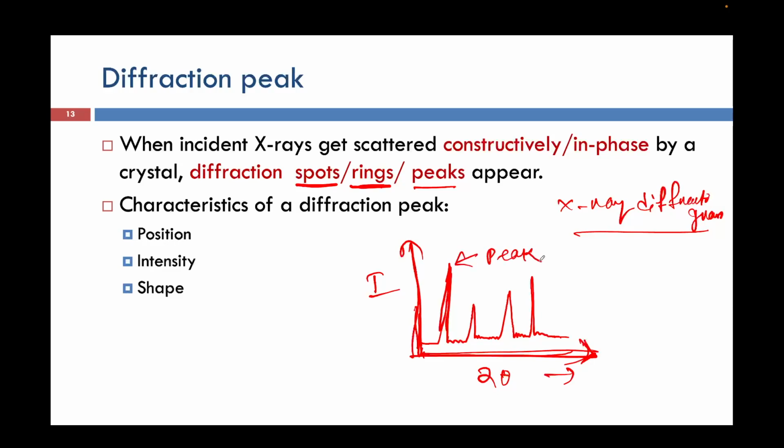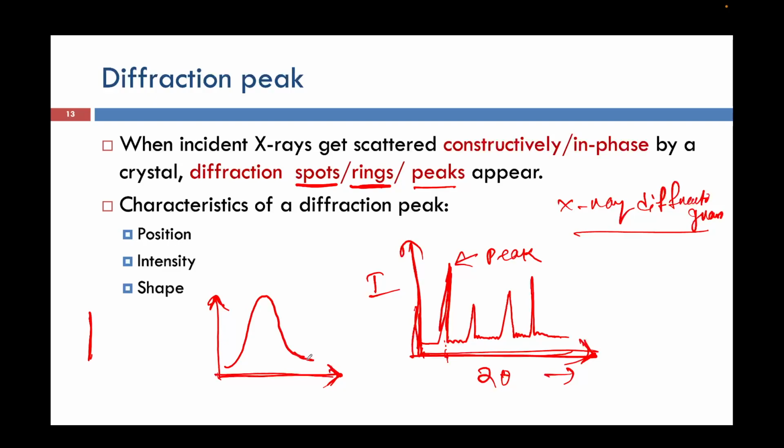The characteristics of this peak: it is defined by the position, at which 2 theta it is there. Then only we will be able to know about the peak. Then how much intensity it has, and what is the shape of the peak. Ideally we should be getting a single line, but due to different broadening contributions, we are generally getting a peak like this.